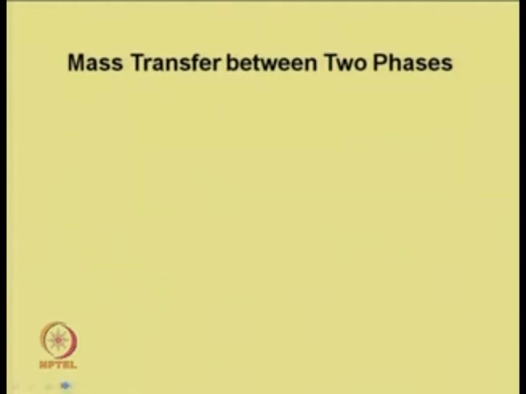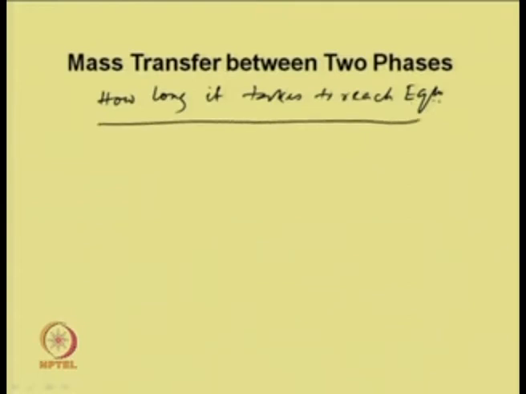If the two phases are not in equilibrium, then how long does it take to reach equilibrium? To attain the equilibrium, it takes a fraction of a second. So, we say there is no resistance at the interface for mass transfer.